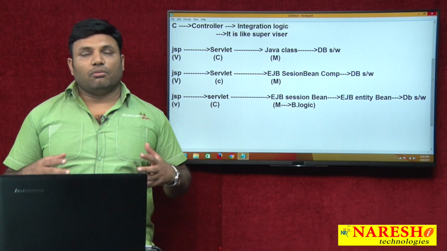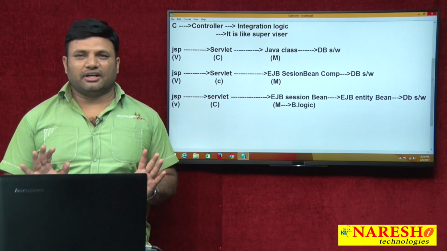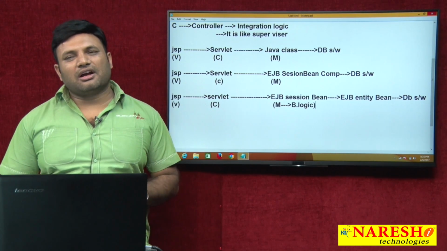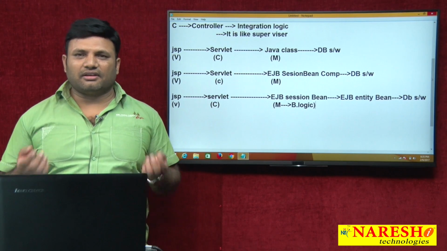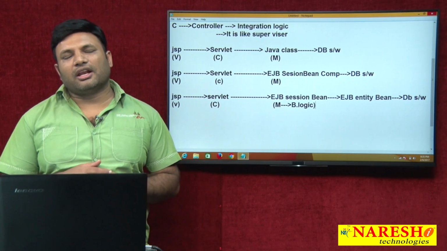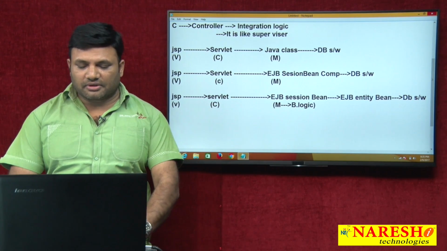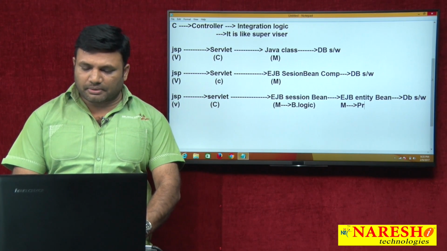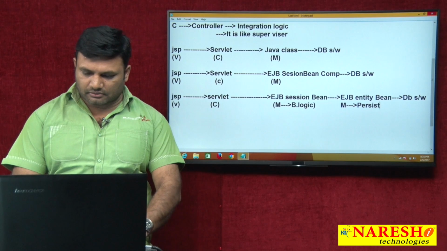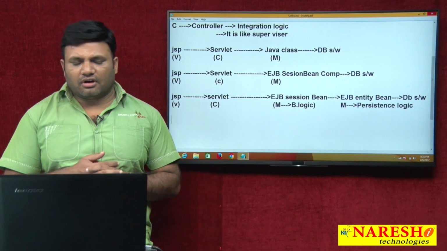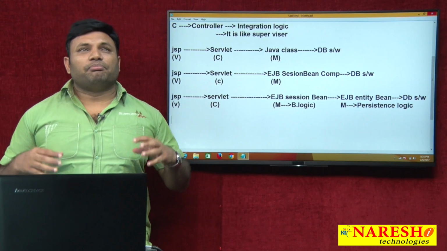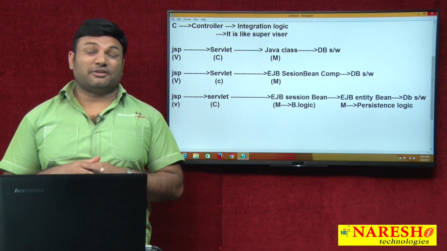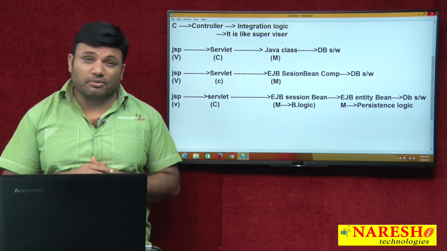Business logic. Model means data, actually, but some part of the industry calls it that since the data comes because of business logic and persistence logic. That's why they call it model. Business logic plus persistence logic. This is another thing. What is this? Persistence logic.